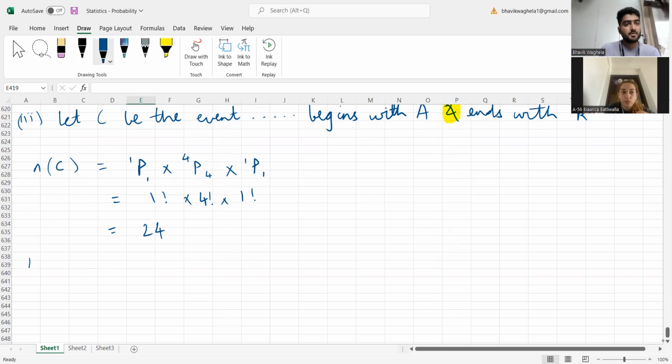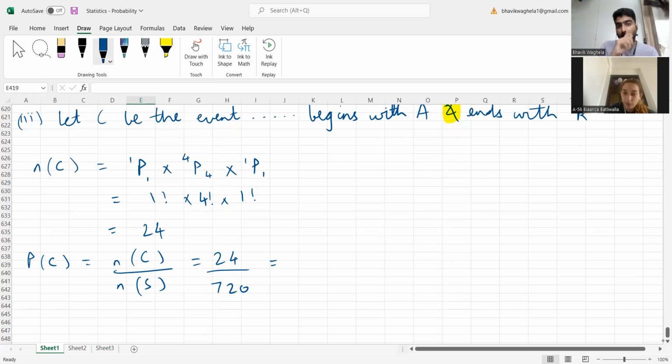So now probability of C is N of C upon N of S. What is N of C? That's 24 upon 720. Find the answer to this. Is it 1 by 30? Yes. Are you comfortable with these sums now?